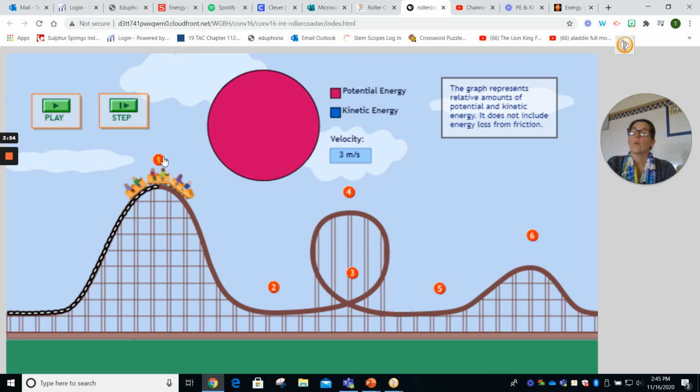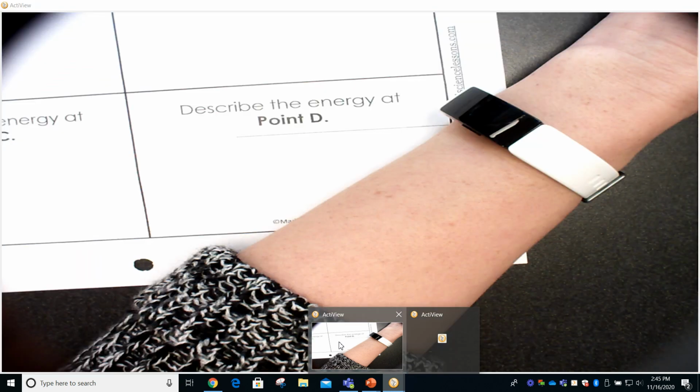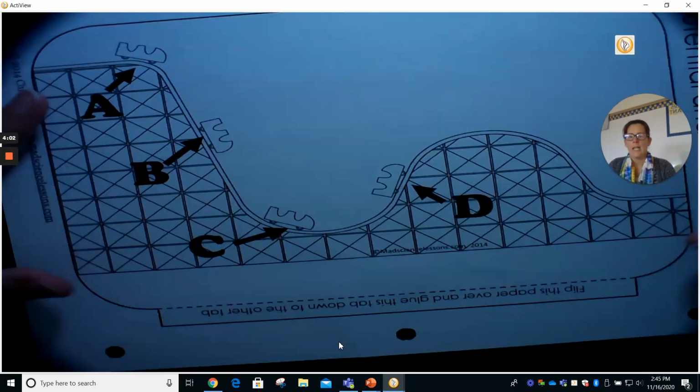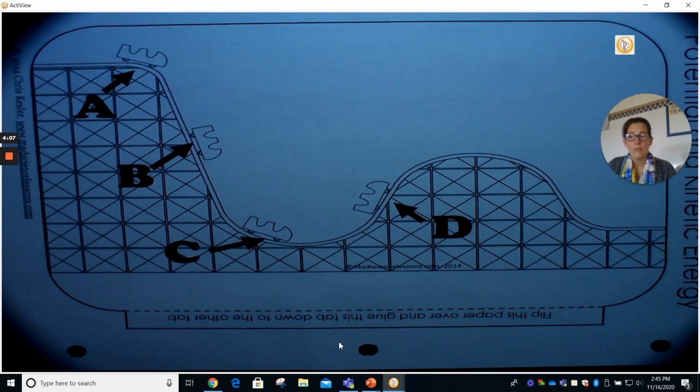So next, we're going to talk about roller coasters. So here we have this paper right here. Okay, so this is my potential and kinetic energy notes.